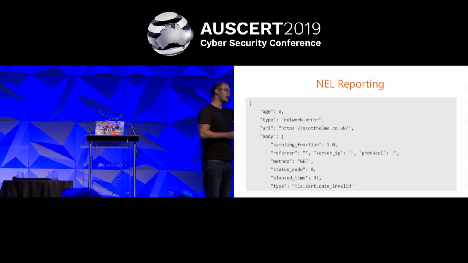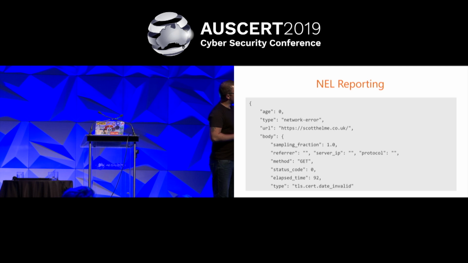So if this is 1 hour, this problem happened 1 hour ago, it's just taken a while to dispatch the report. Type, this was a network error. Where was the user trying to go? Here's the URL, then the actual body itself. So you can see here, these are all fairly simple things that you would expect to see. Sampling fraction, if you want to slow down the volume of reports, this is really handy for that.